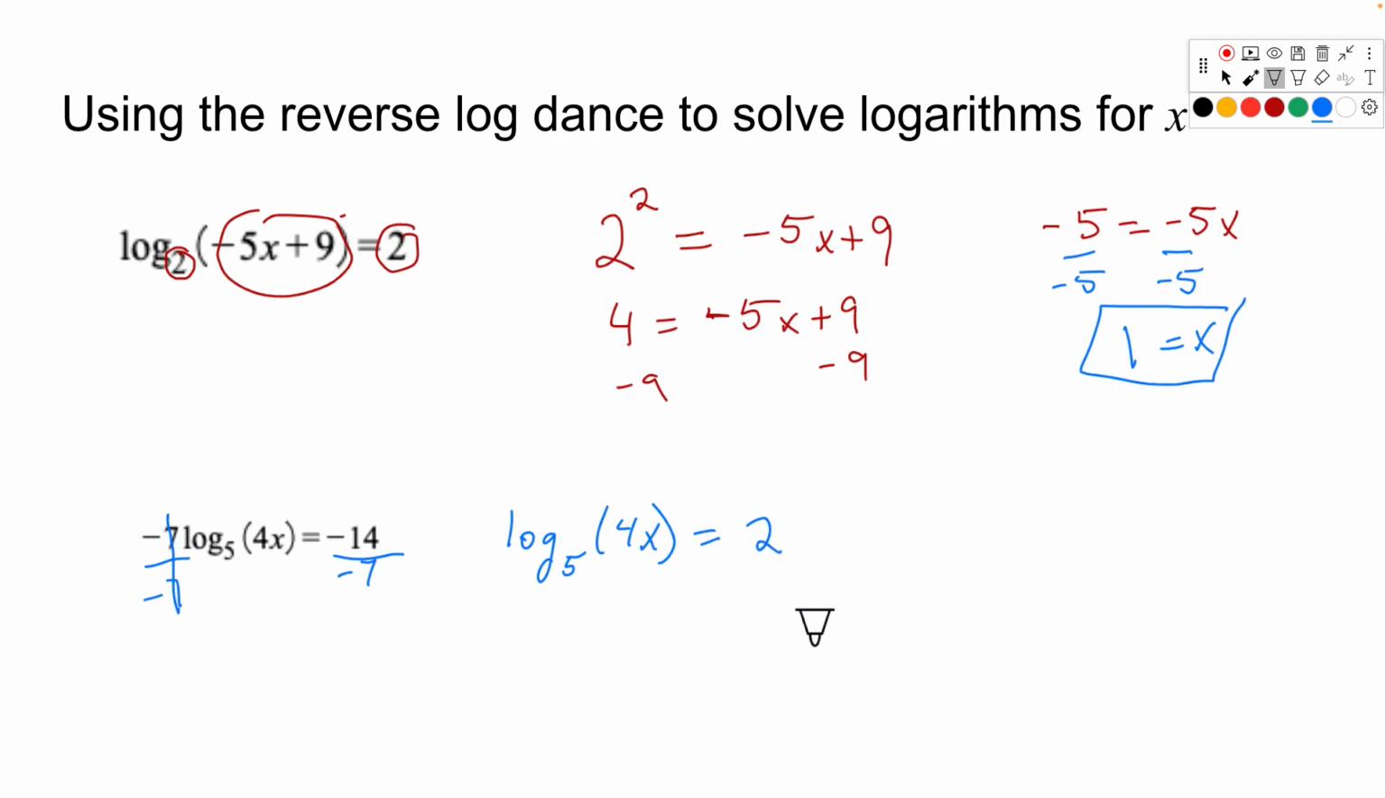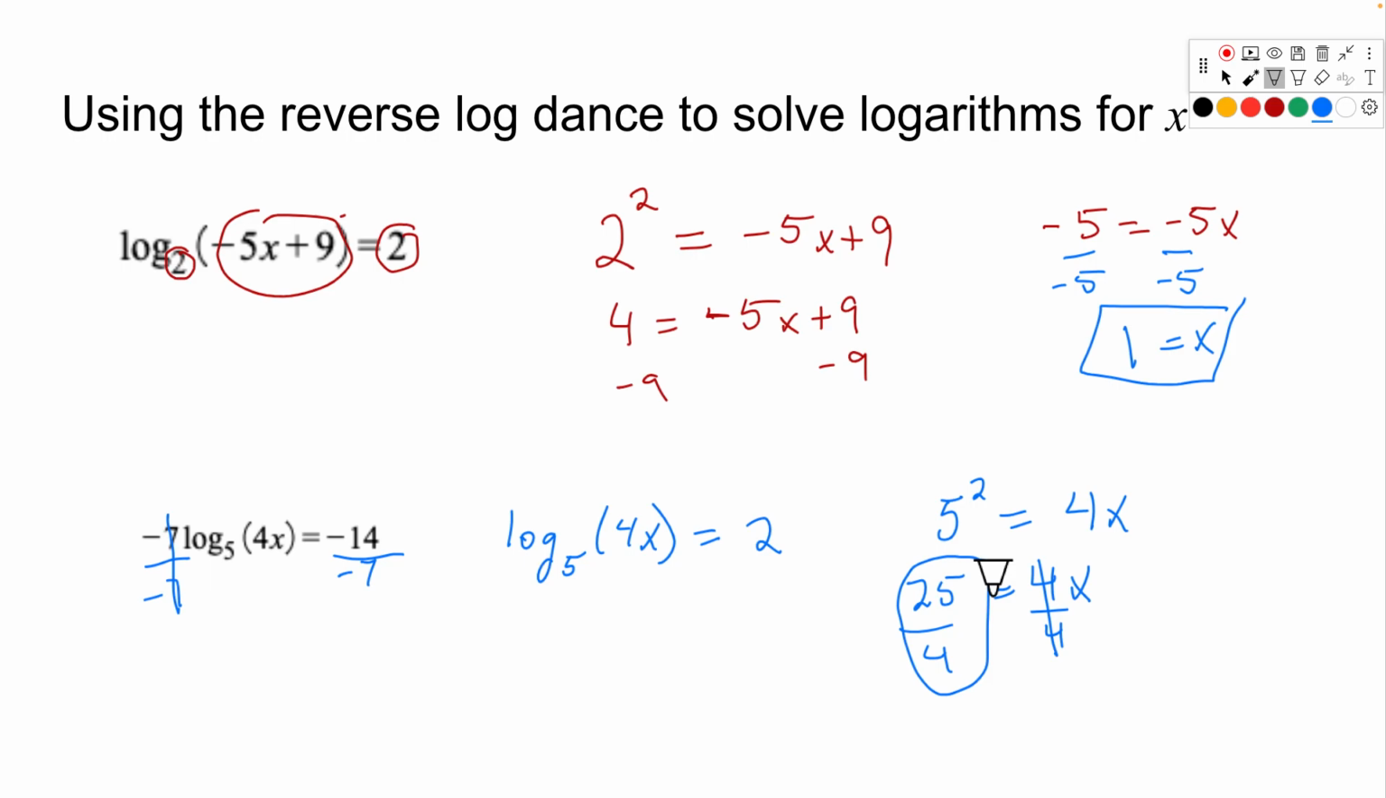So now we've got the logarithm isolated, and we can do our log dance, right? We can change it to an exponential. Base 5, so that's 5 to what is going to be our exponent? The 2, the thing on the other side, and that's going to be equal to 4x. We know what 5 squared is, or we could figure it out with our calculator. 5 squared is 25 equals 4x. Divide both sides by 4. So x is equal to 25/4, which doesn't reduce down. We could just leave it at that.